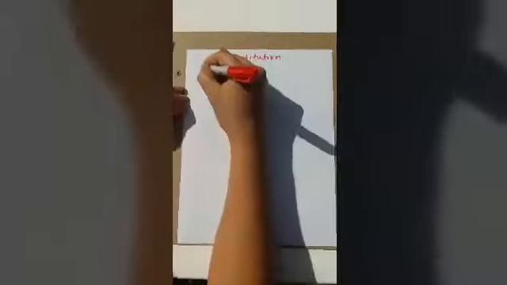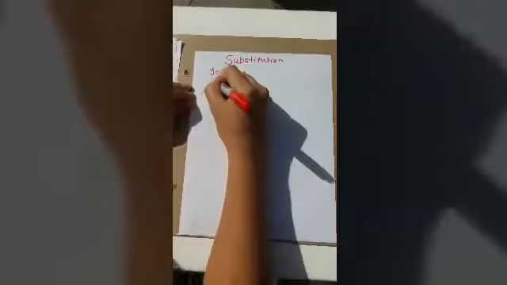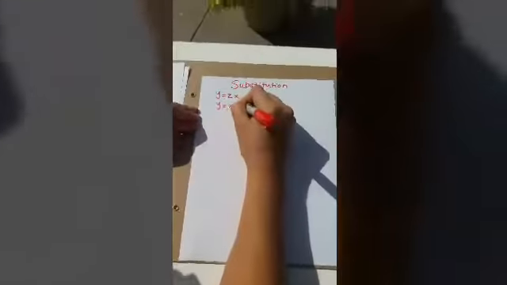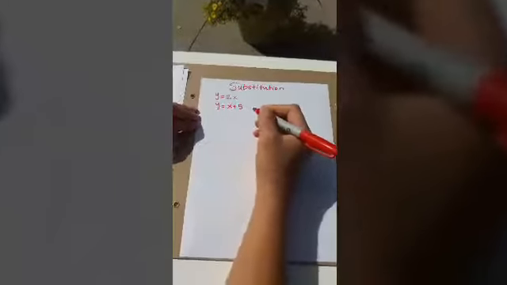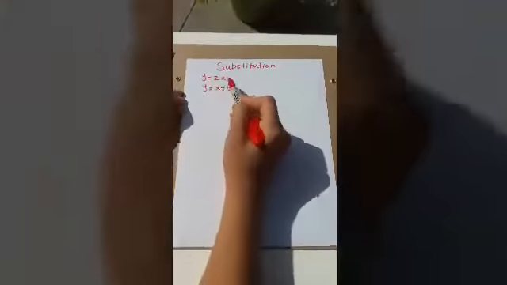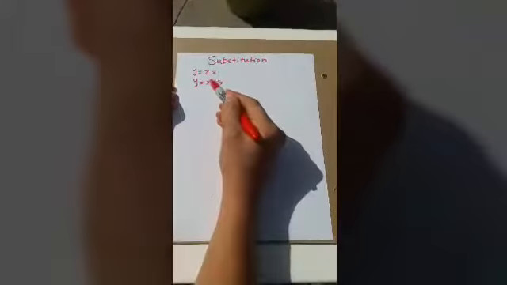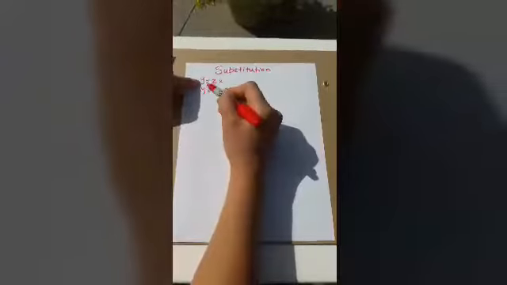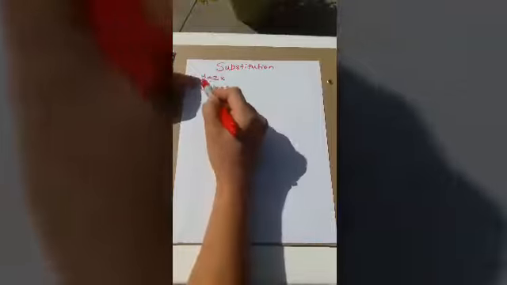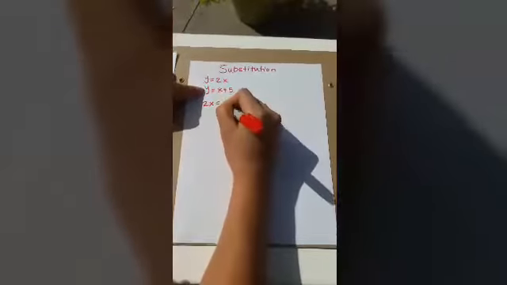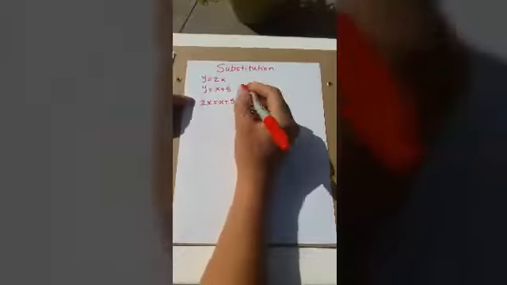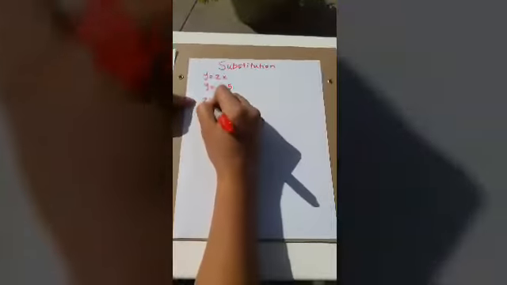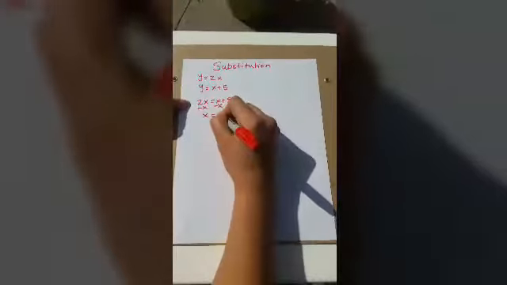Perfect. So we're going to have y equals 2x, and y equals x plus 5. To substitute, we're going to take one equation and put it into the other. So I'm going to take this first one and put it into the second one. So I can take this y equals 2x and put it in for this y. 2x equals x plus 5. I'm going to subtract an x from each side and get x equals 5.